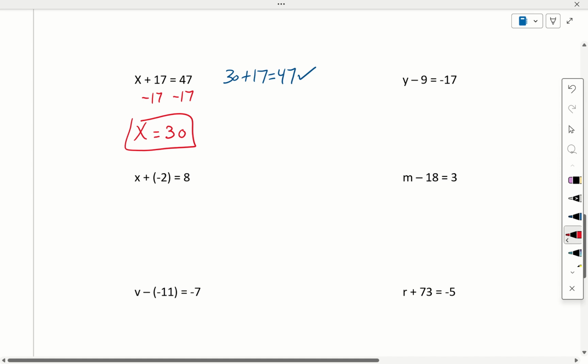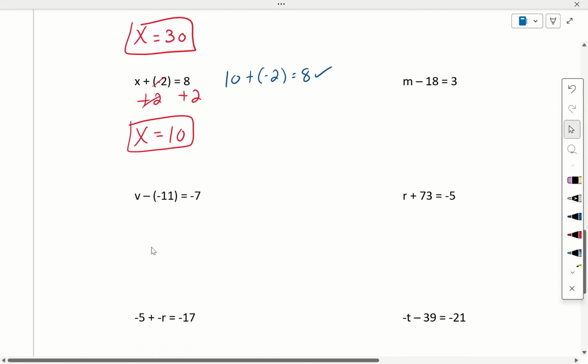Next one, x plus negative 2. Again, pause this video at any point to work on these on your own. We want to get the x by itself. On the same side of the equation as the x, we're adding negative 2. The inverse of adding negative 2 is adding 2 to the left and to the right. Negative 2 plus 2 is 0, so x equals 10. Let's check this out to be sure. 10 plus negative 2 is in fact equal to 8. I like that. Let's keep going.